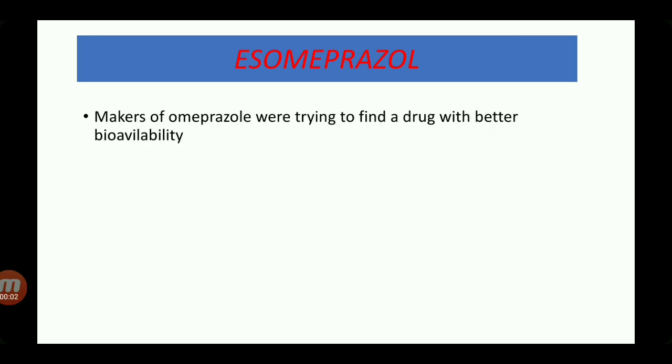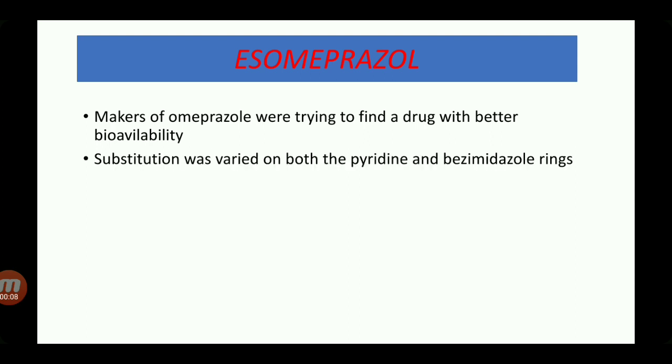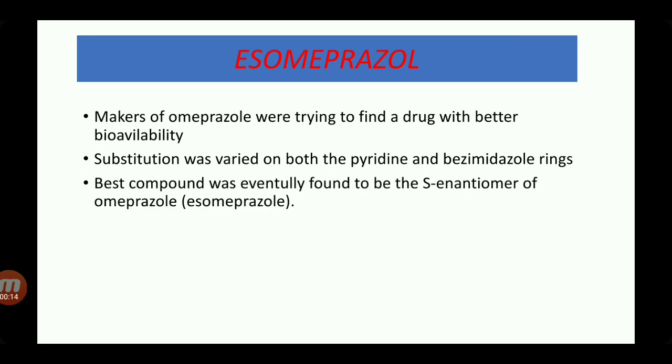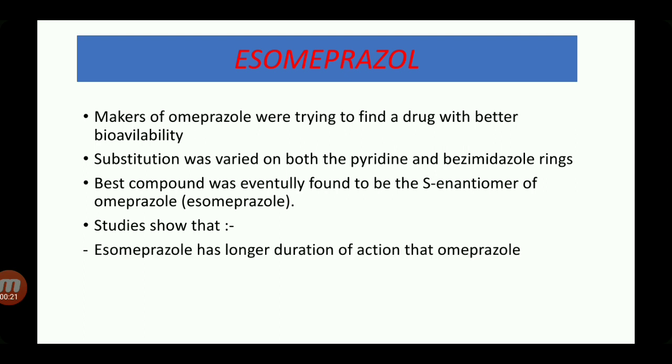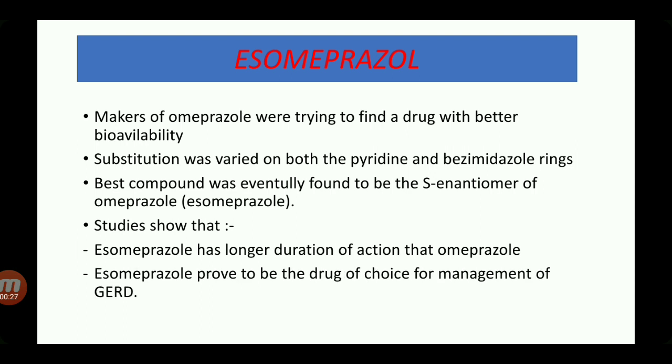Esomeprazole. Makers of omeprazole were trying to find a drug with a better bioavailability. Substitution was varied on both the pyridine and benzimidazole rings. This compound was eventually found to be the S enantiomer of omeprazole, esomeprazole. Studies show that esomeprazole has longer duration of action than omeprazole. Esomeprazole proved to be the drug of choice for management of gastroesophageal reflux disease.